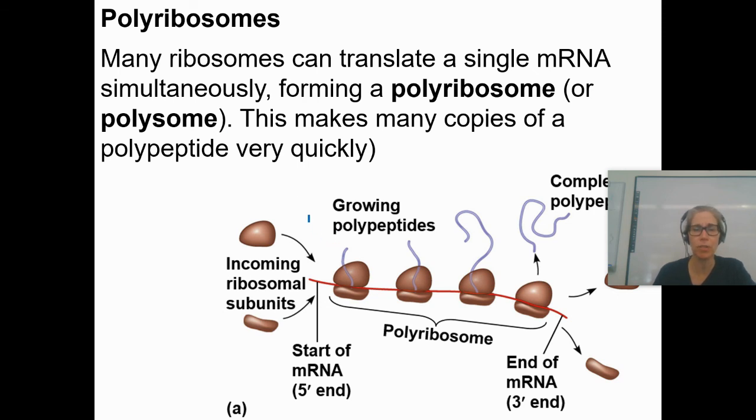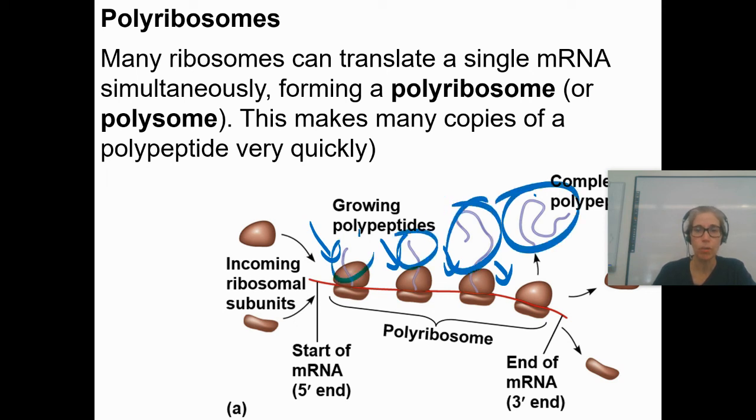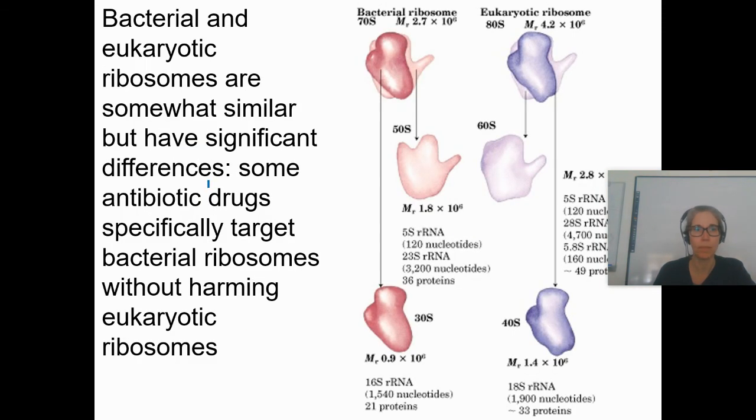Polyribosomes just means that you can have a whole bunch of ribosomes on the same messenger RNA, all making their own, the same protein, but making many of them. If you need a lot of a certain protein, then this will happen. So you can make many copies of the polypeptide very quickly.